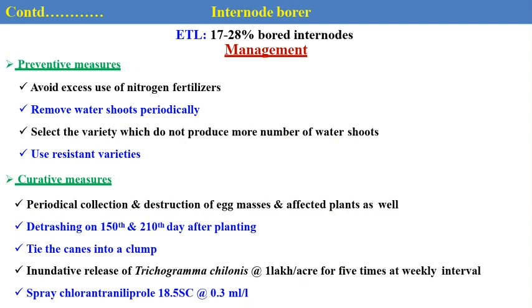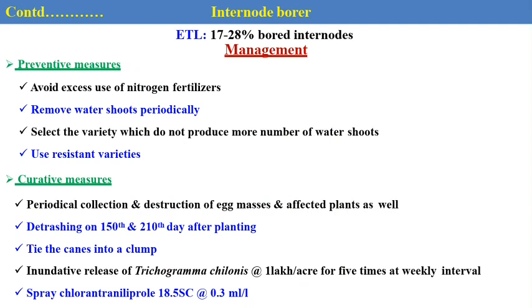Then for the management practices, in case of preventive control, avoiding the excessive use of nitrogen fertilizer is an effective preventive practice. Then remove water shoots periodically. Then select varieties which do not produce a large number of water shoots. Then use resistant varieties.